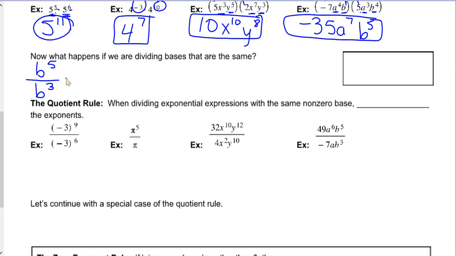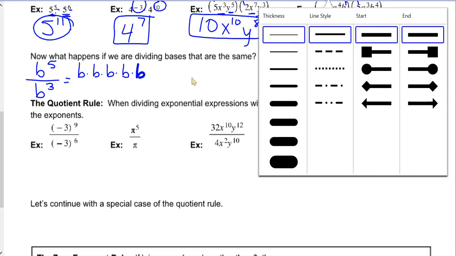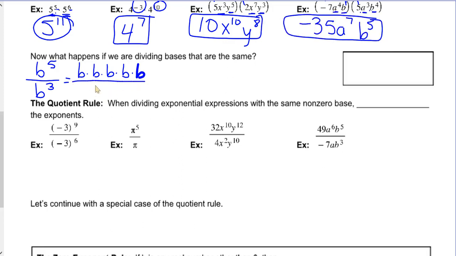Well, what does it mean? That exponent means I'm multiplying b by itself 5 times. Remember, it's not 5 times b. It is b times b times b, okay? All right, so I need another b there. Change my width or my thickness back. Divide that all by b times b times b.